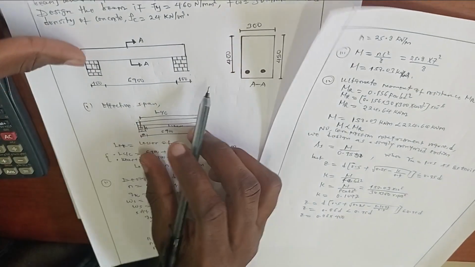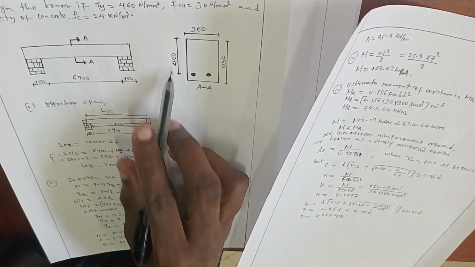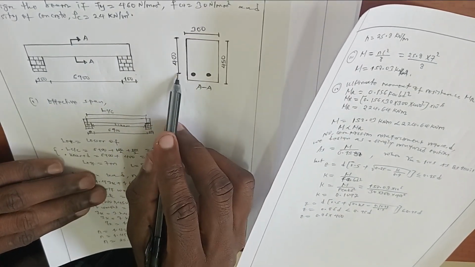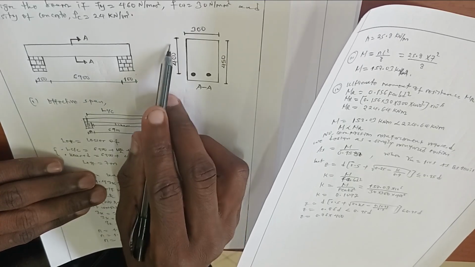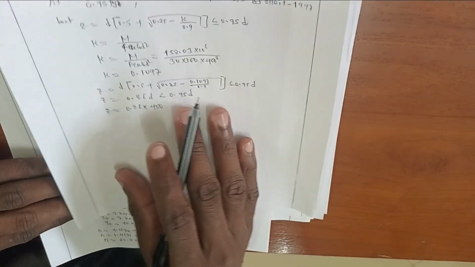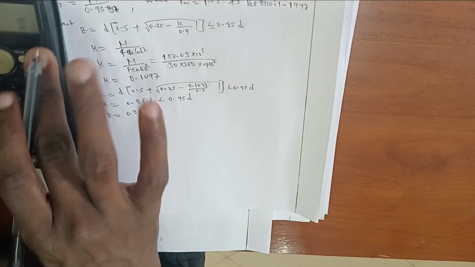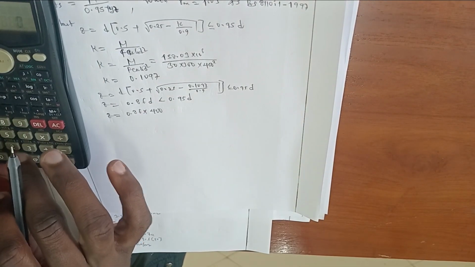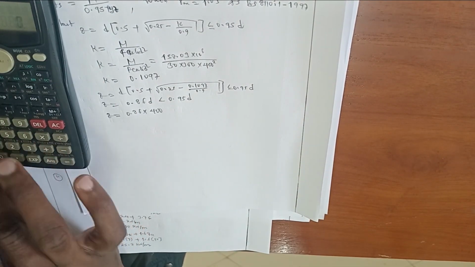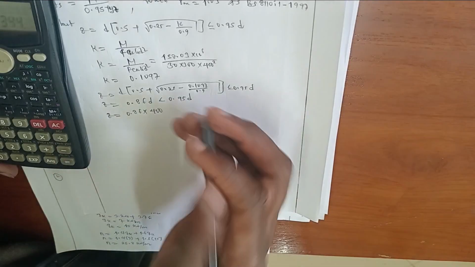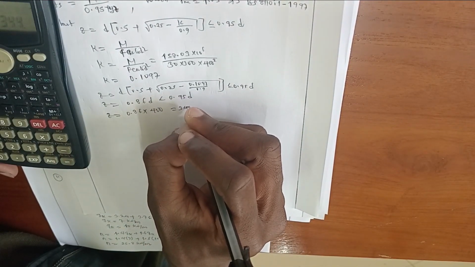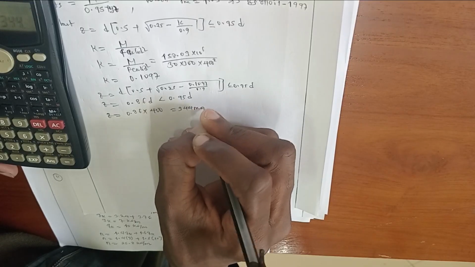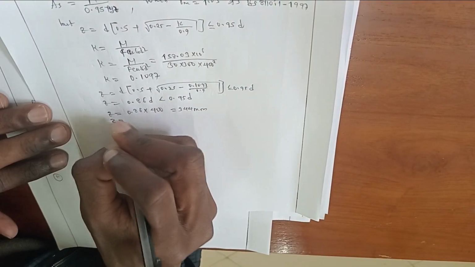Effective depth is this one, 400. It is the distance from the center of the area of tensile steel to the top. So it will be equal to 0.86 times 400, which is 354 millimeter. This is Z.